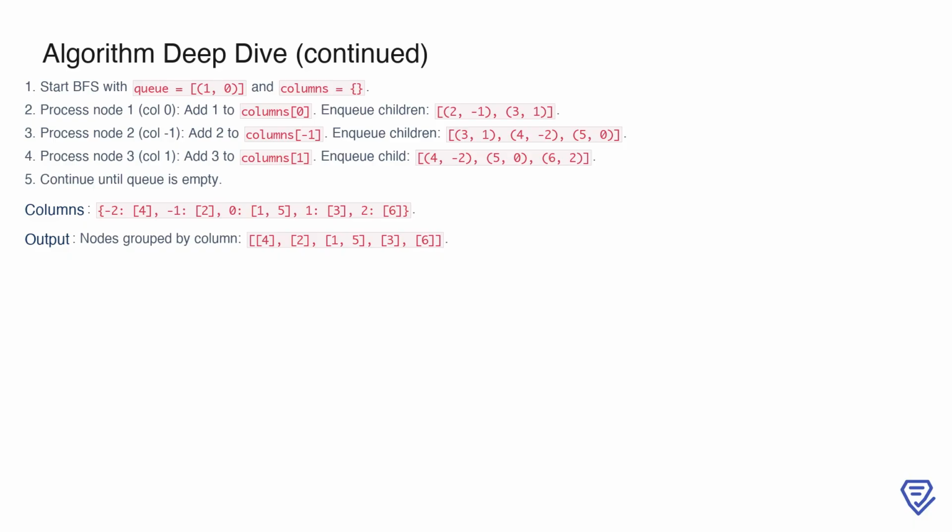At the end, the dictionary contains the following groups: column -2 with 4, column -1 with 2, column 0 with 1, 5, column 1 with 3, and column 2 with 6. Sorting the columns and extracting their values gives the final output: 4, 2, 1, 5, 3, 6.